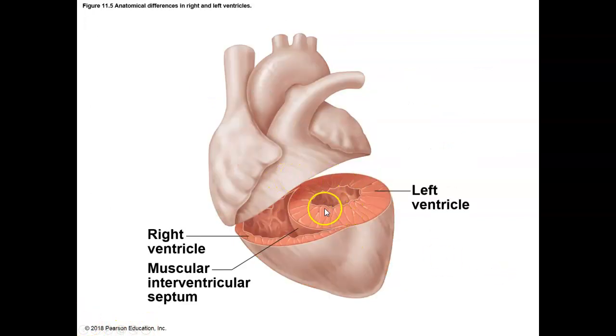Because the left ventricle is pumping out to the entire body, it's going to have to be a stronger muscle, whereas the right ventricle is pumping just to our lungs, which is right next to our heart. The left ventricle has to pump blood all the way to our brain and all the way down to our toes. So it's going to be a lot stronger, which is why the left ventricle tends to be a lot thicker than the right ventricle.